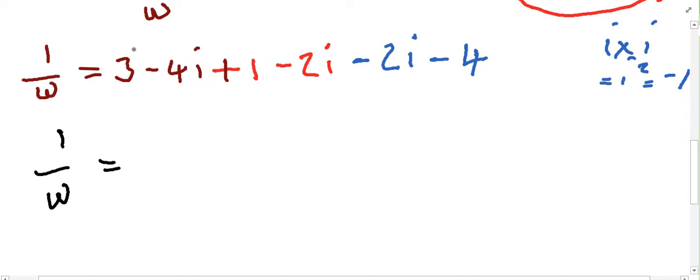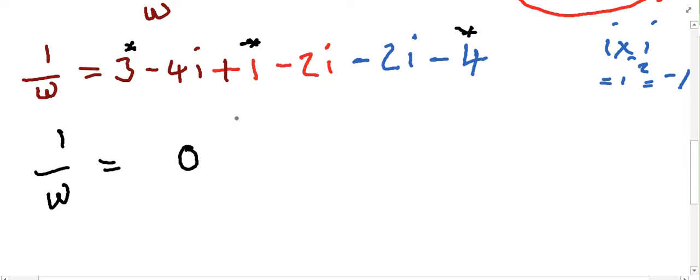This and this guy here, and that guy is giving us 4, and then plus that guy. So it's going to be 4 minus 4, which is 0. Okay, so that guy is giving us 0. So the real part is 0. So this guy is 0, right?